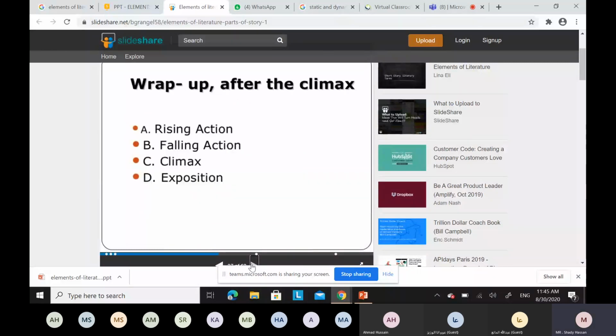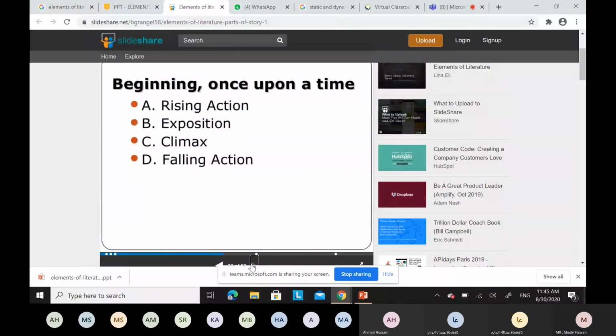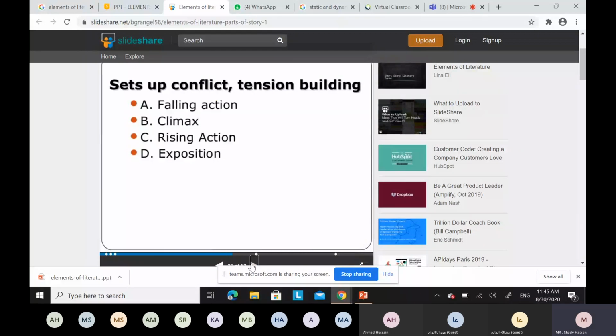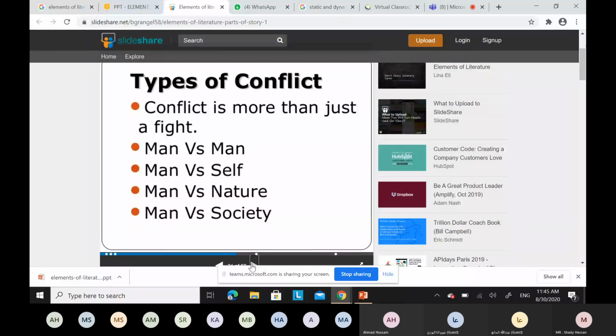So guys, let's move to another point. Yes, we said the types of conflict. You said that we've got man versus man. The conflict here is between people. Maybe the conflict is inside the one character. He's struggling against himself to do this or not.